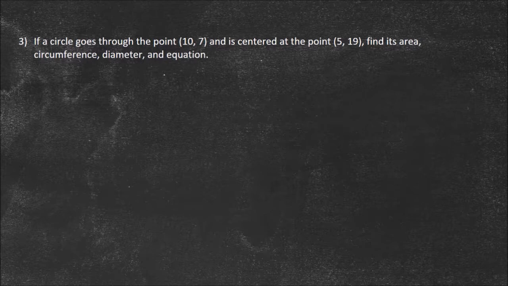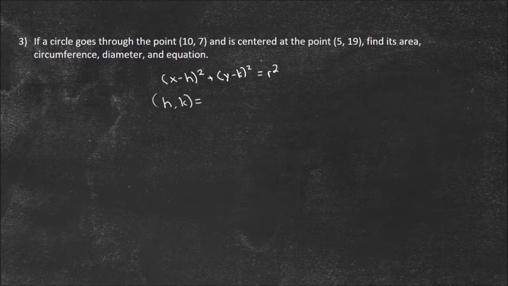Well, let's think about the formula for a circle. (x minus h) squared plus (y minus k) squared equals r squared. Well, I have h and k, so I know (h, k) equals the center, and we're given the center. It's (5, 19). So what I have right now is (x minus 5) squared plus (y minus 19) squared equals r squared.